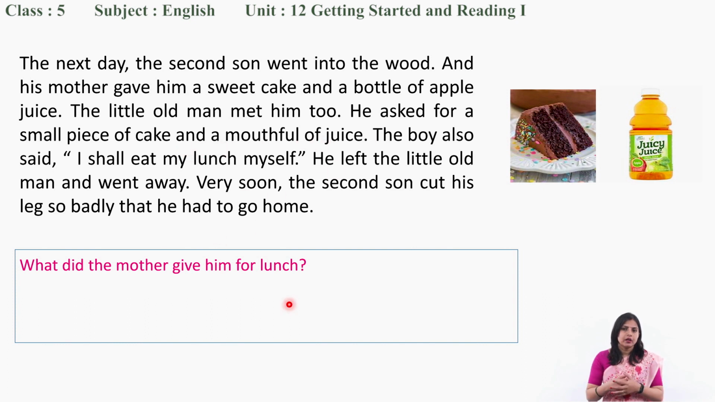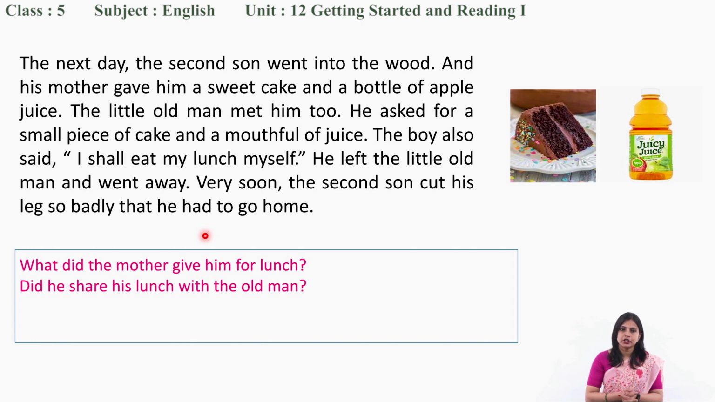Tell me, is the old man asking him for a big amount of food, a big portion of food? No, he's just asking a small piece of cake and just a mouthful of juice. The boy also said, I shall eat my lunch myself. So did he share his lunch with the old man? Good. No, he didn't share. He was also mean like his eldest brother. Yes, he did not share his lunch. He left the little old man and went away.